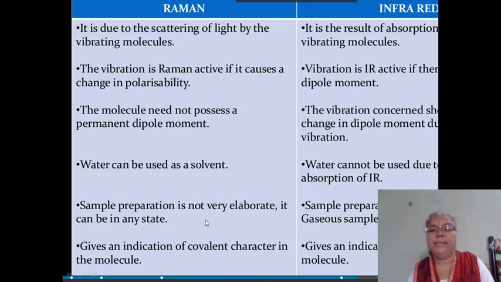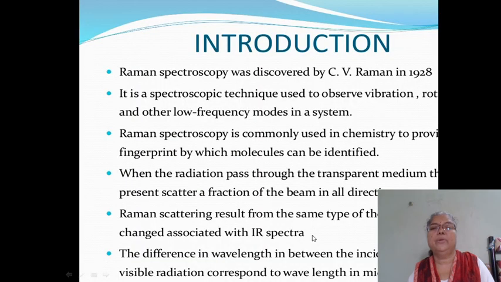It can be easy, and in IR, sample preparation is quite difficult, and I mean it is not for your study. Then Raman spectra give an indication of covalent character in the molecule, and IR spectra give the indication of ionic character in the molecule.